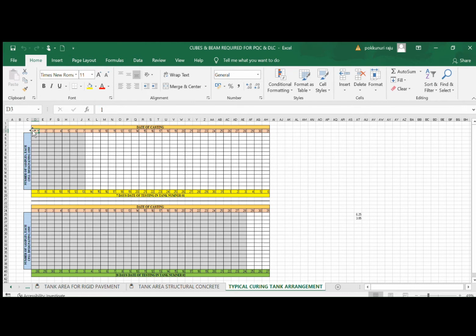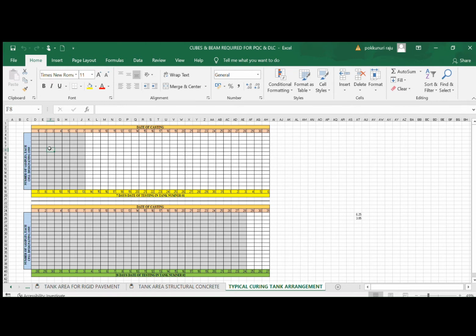Now each box indicates one sample of the cube, where one sample means three cubes. So this is how the cubes are stored, and this is how the cubes are traced out in the project easily on a daily basis.